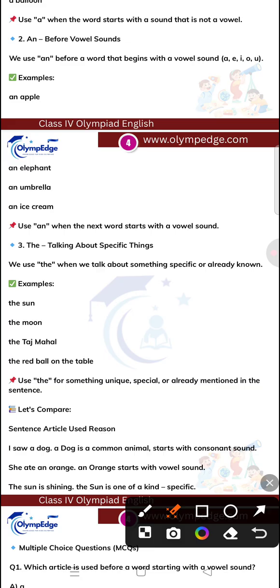Then the reason. Dog is a common animal, right? Dog is a common animal. It is not a particular animal. It is not a specific animal. And we have not mentioned it earlier in the sentence too, right? So dog is a common animal, and it starts with a consonant sound, which is D, right? So that is why we use the article a.